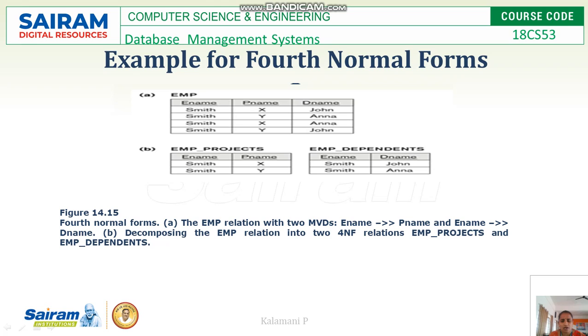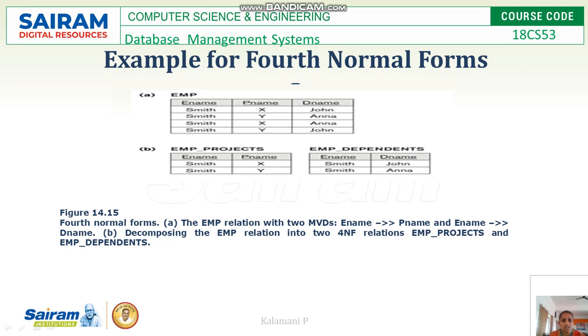Now, to convert this into fourth normal form, we decompose the relation into two sub-relations. EMP is decomposed into EMP projects and EMP dependents. The first multi-valued dependency is E name and P name, which we make one table. E name and P name together form a composite primary key. Then EMP dependents: E name multiply defines D name. So E name and D name together form a composite primary key, and we make it a separate table.